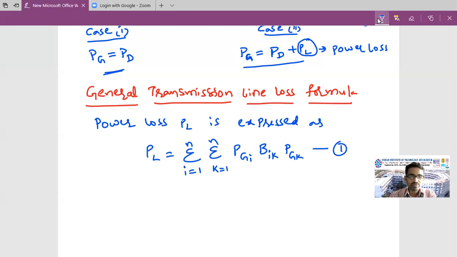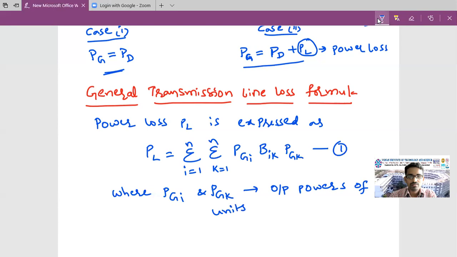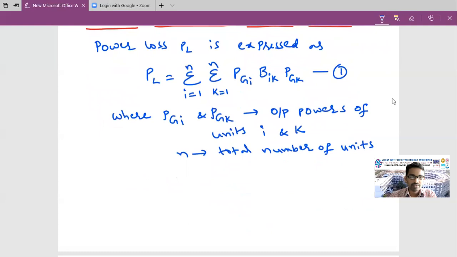So this is a power loss equation where PGi and PGk are the output powers of units i and k, where N is the total number of units, or total number of plants, or units you can consider.